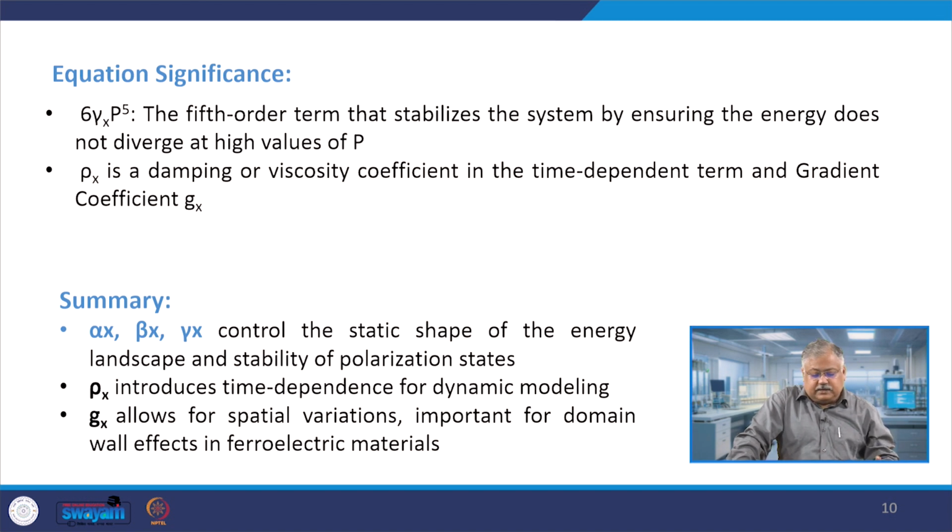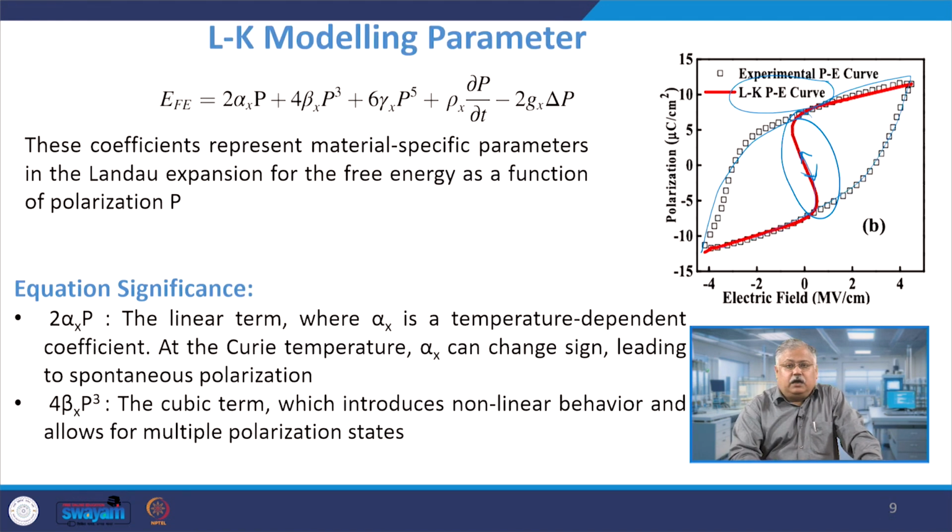Rho x is defined as the damping or viscosity coefficient, and is basically the time dependent gradient coefficient. So what we have learned, at least from this basic LK equation, is that alpha x, beta x and gamma x primarily control the shape of the graph. Which graph? This red colored graph which you see here. Change the values of alpha x, beta x and gamma x, and you will see a change in the numerical values of these graphs here.